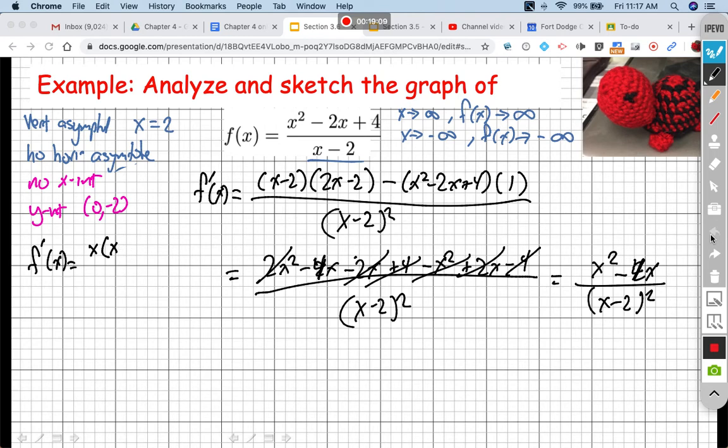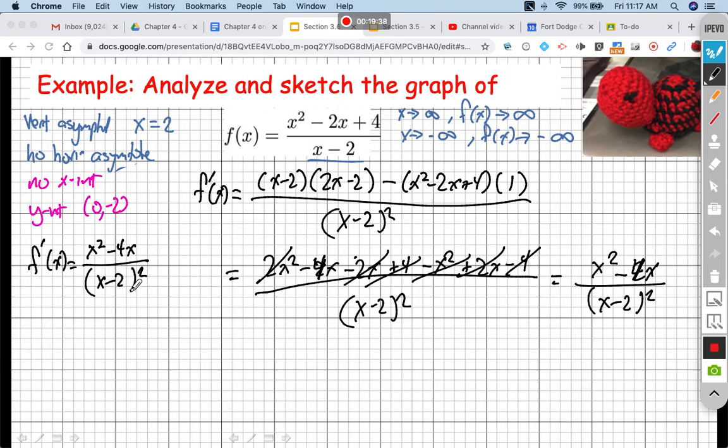Back up. When I'm finding critical points, it's easier to factor it out that way. X squared minus 4x over x minus 2 squared. So I want to look at possible critical points.